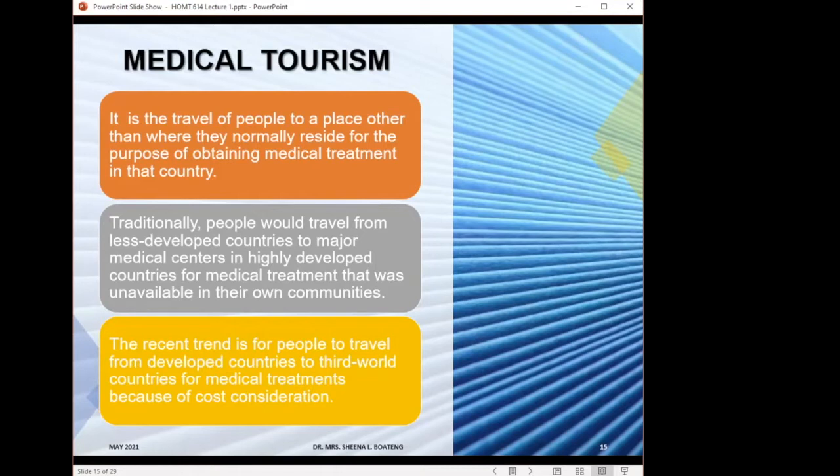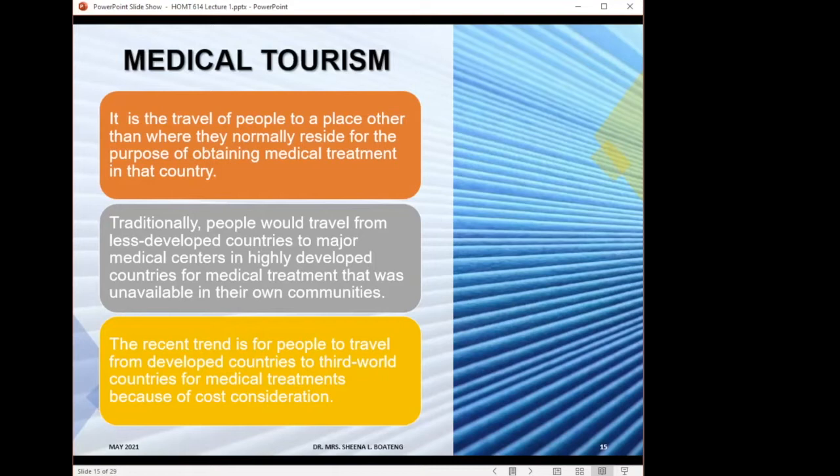Right? So traditionally, people will travel from less developed countries like ours to major medical centers in highly developed countries for medical treatment that was unavailable in their own communities. So we have a lot of our ministers and high-profile personalities in Ghana here, usually going abroad to seek medical treatment when they have certain conditions that they do not feel that the Ghanaian practitioners are up to, right? However, there's a more recent trend where people from developed countries are now coming to third world countries for medical treatments because of cost considerations.